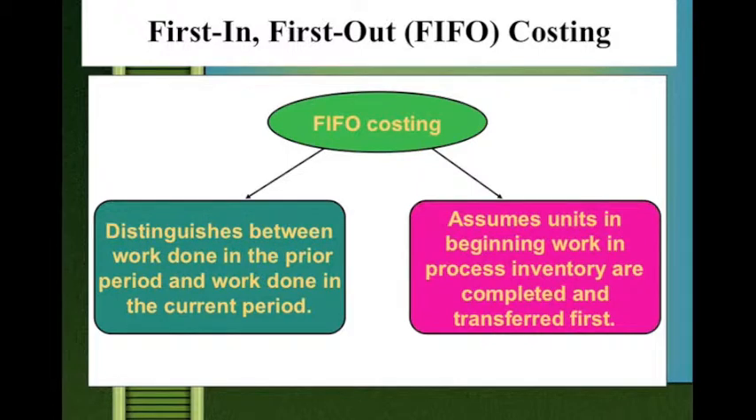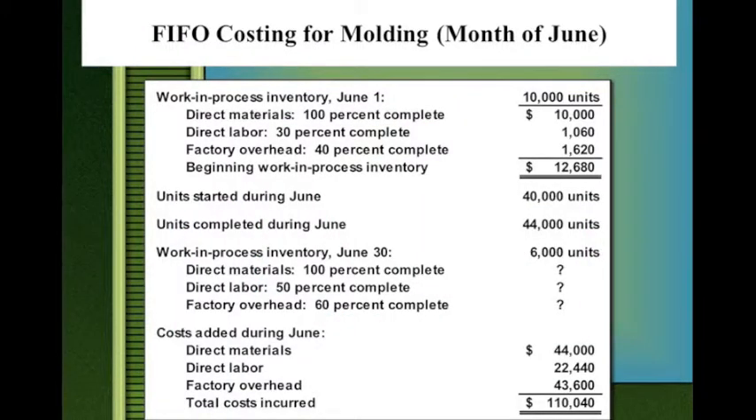So going over FIFO costing here is the next piece. And really the idea here is we want to distinguish the cost of the work that was already done and the work that's going to be done. So best to look at an example. Same idea that we had before, same exact problem.